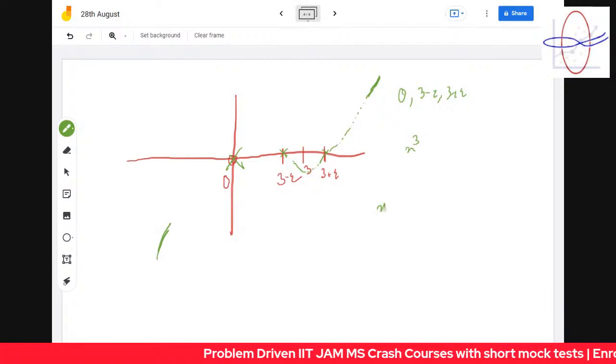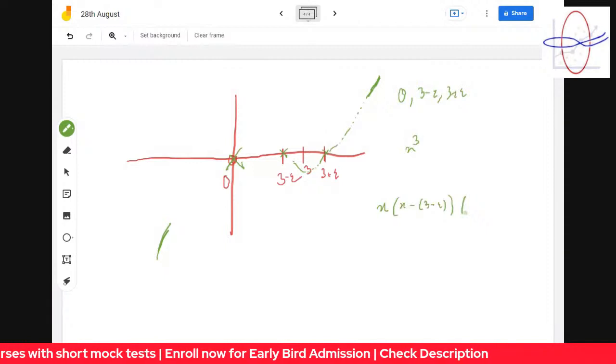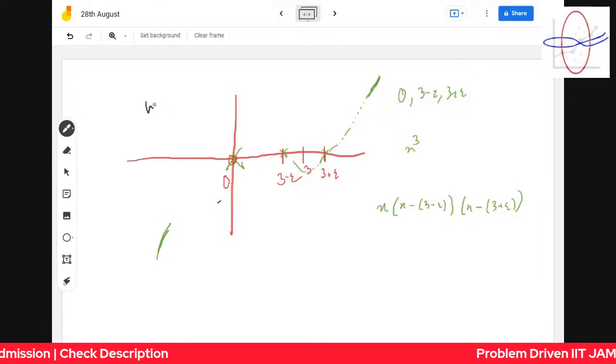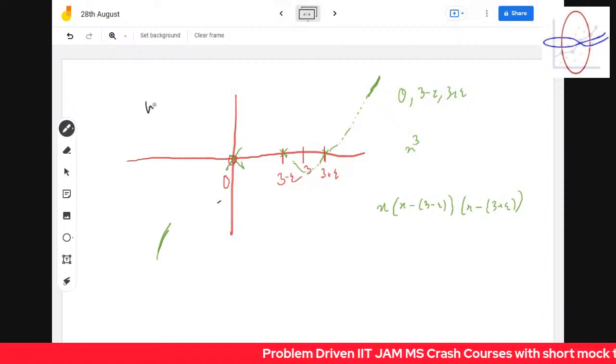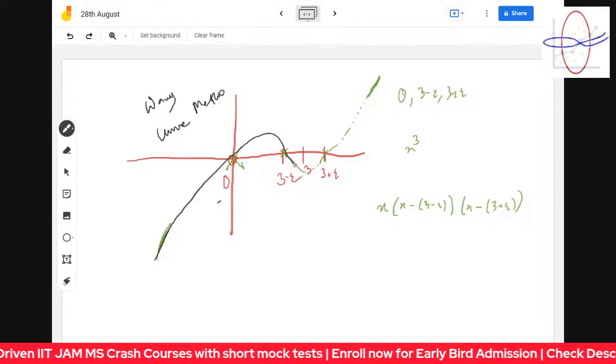So what does the function look like? The function looks like x into x minus 3 plus epsilon into x minus 3 minus epsilon. And if you draw the function carefully, it's called the wavy curve method. You can search about it. You can see that the function will look like this. Let me draw it carefully. Yeah, the function is looking like this.